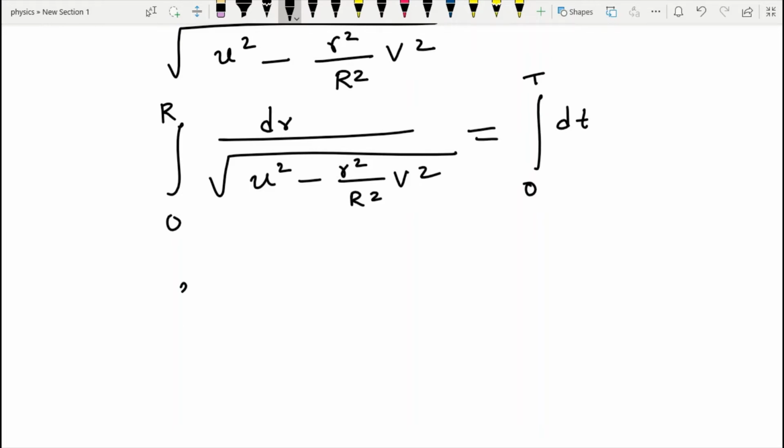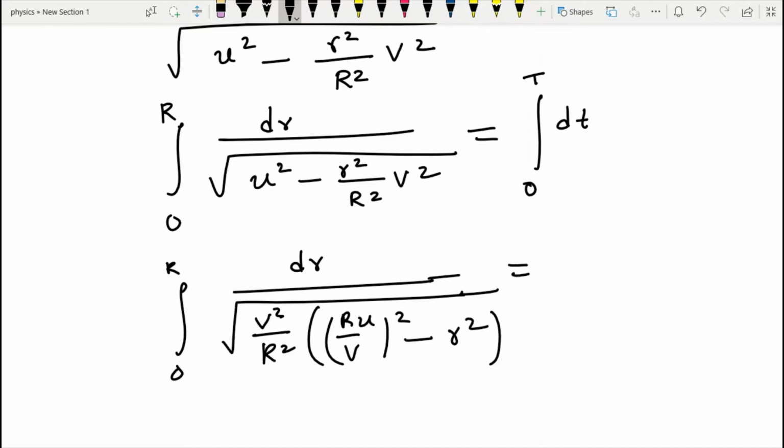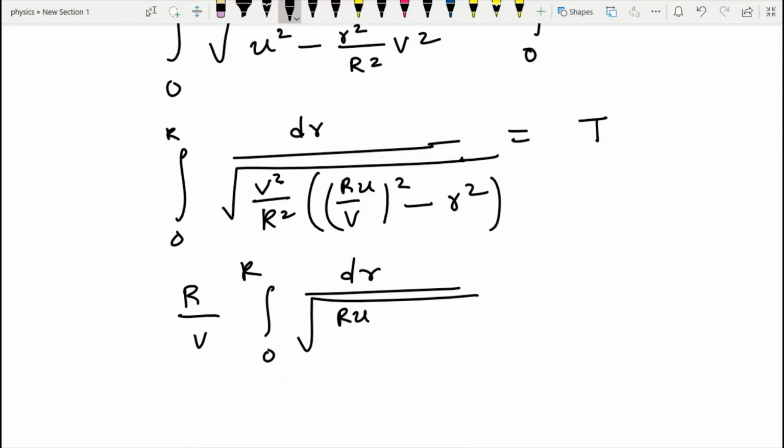What is the integration of this? We can integrate this carefully by taking this common. You can take V by R common, and what we are getting is V square by R square into R u by V whole square minus r square, and after integration we are getting the time t. Let us see this one. This is R by V, integration 0 to R, dr divided by square root of (R u divided by V) whole square minus r square, is equal to t.